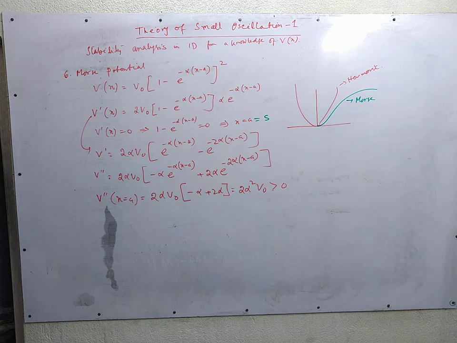We shall come in the next class. We shall formulate the theory of small oscillation by considering a system having n degrees of freedom, which are described by its generalized coordinates.